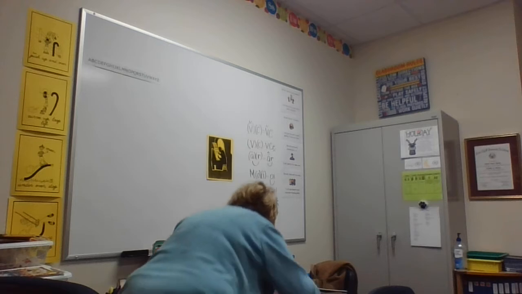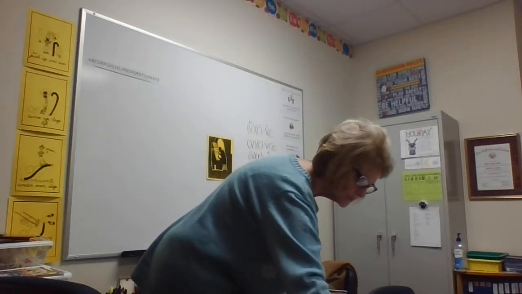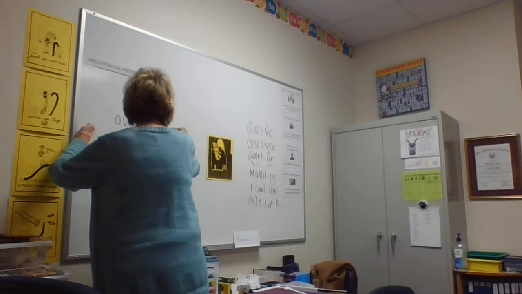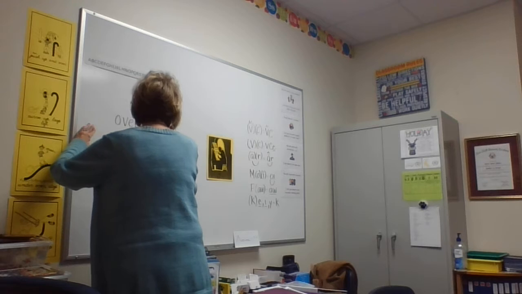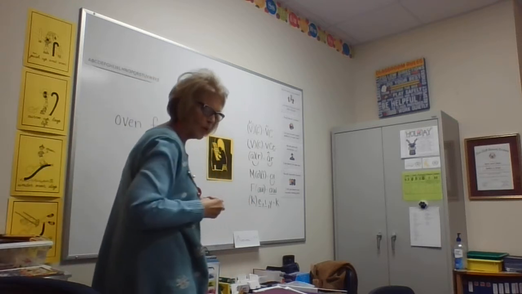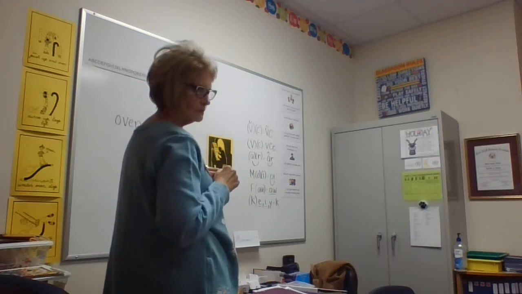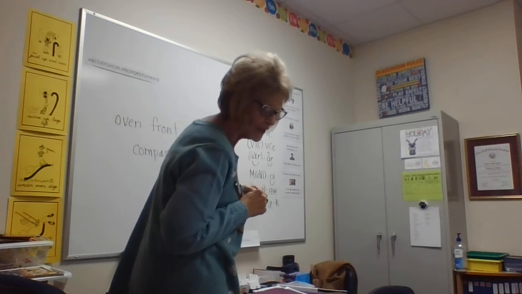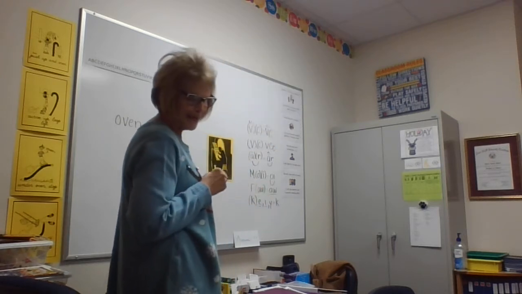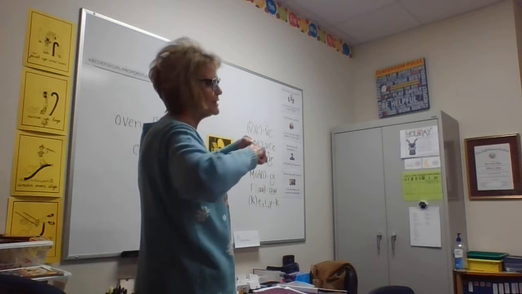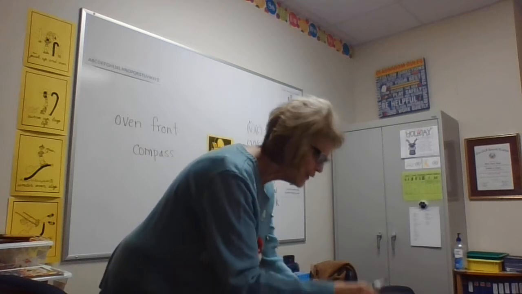So I am going to write some words on the board. Okay, I'm going to write oven, front, and compass. Okay, what letter do you see alike in those words? O. Oh, we see the O in the word. And so, what sound did we say that it makes? Yeah. What letter usually makes U? It's usually the U.